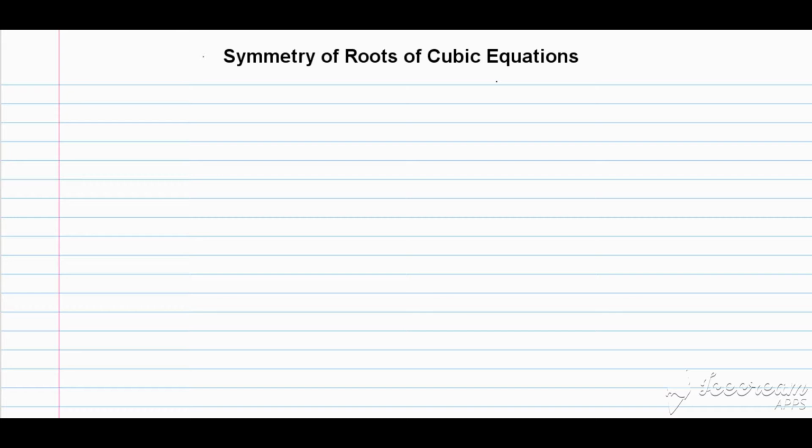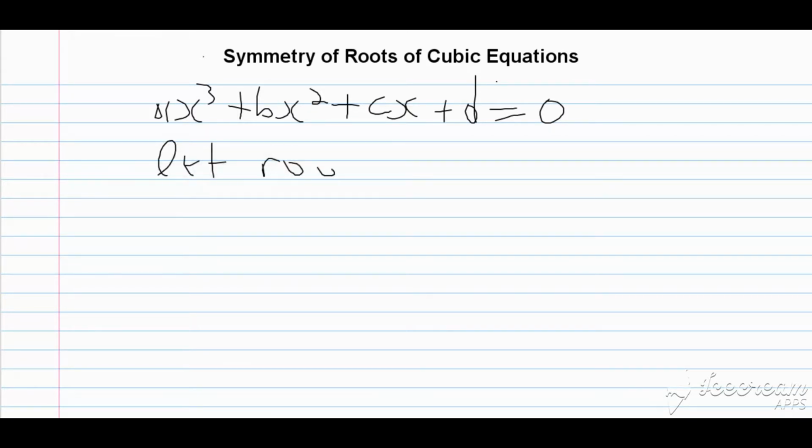Now, let's go. The general form of a cubic equation is ax cubed plus bx squared plus cx plus d equals 0. Normally the highest power of the variable here, which is x cubed, tells us the number of roots that this equation has. And by nature, a cubic equation will have 3 roots. So let the roots be alpha, beta, and gamma. All right, so we're looking at 3 possible roots here.